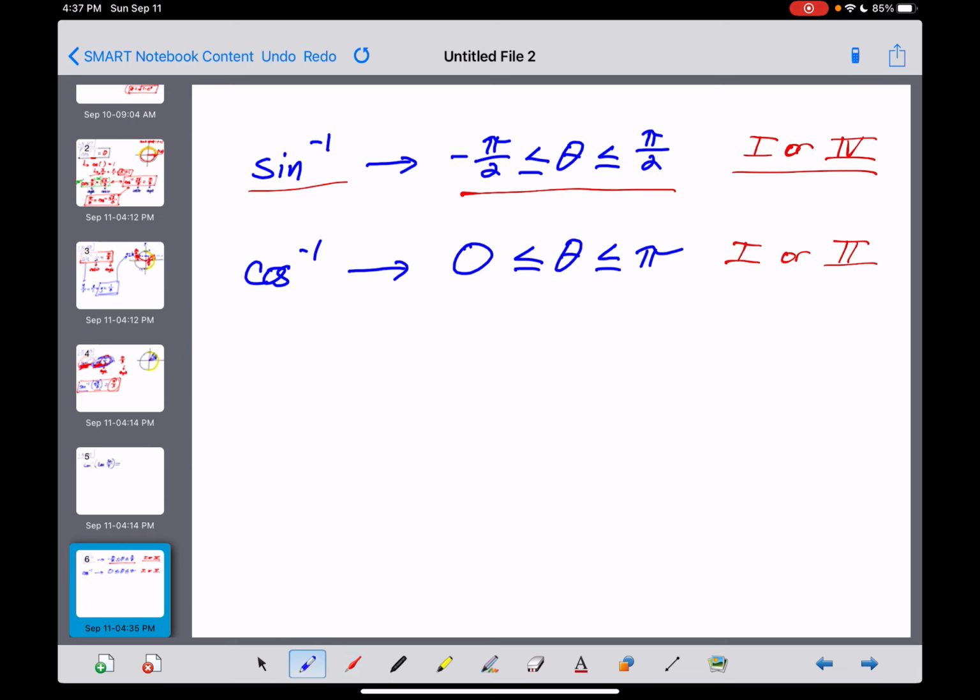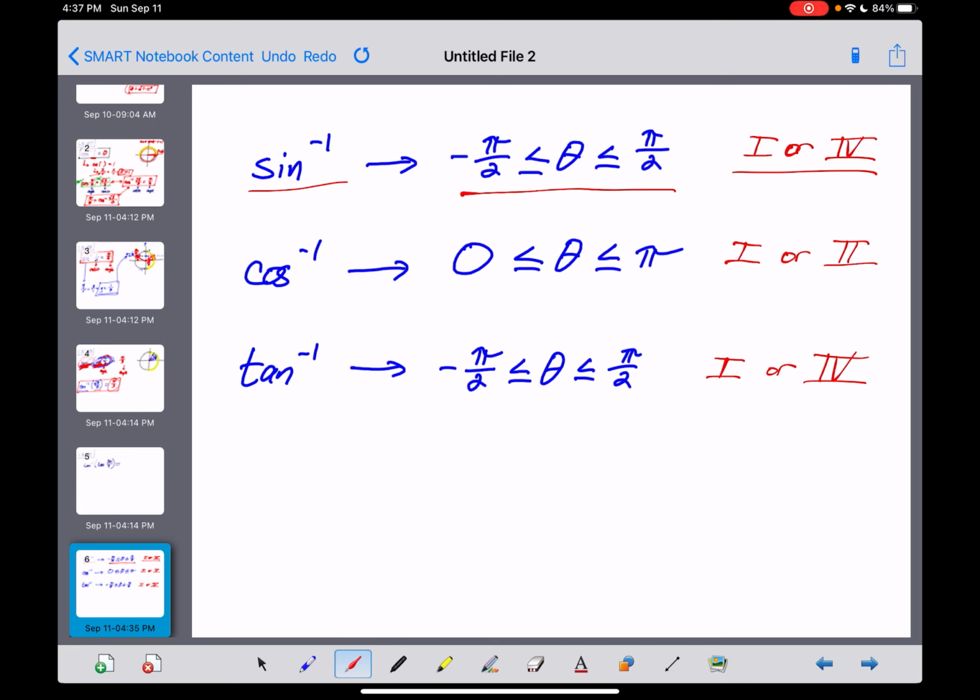And the last one right here, like a lot of other things out there in the world, tangent tends to follow the same pattern as sine. For example, they're both odd functions, whereas cosine is even. So the domain here, I really should say the range for inverse tangent, would be the same as sine. Negative pi over 2 is less than or equal to theta, which is less than or equal to positive pi over 2. Once again, that means we are looking either in quadrant 1 or in quadrant 4 for our answer.